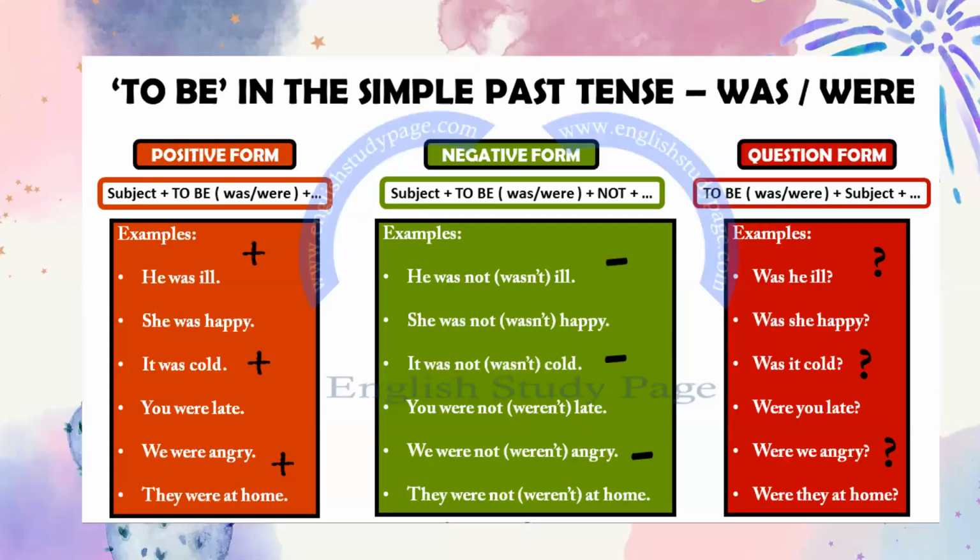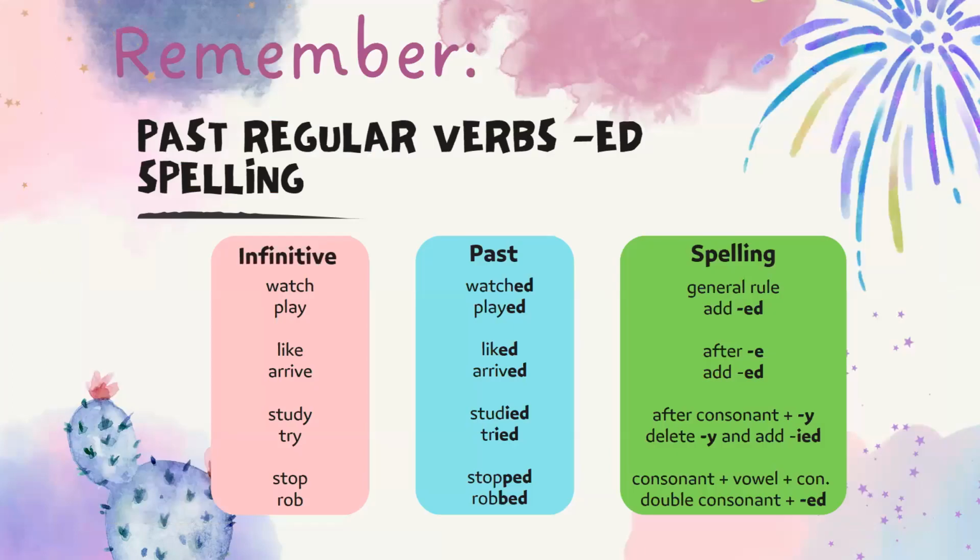Remember that we checked the simple past review and we saw its positive form with I was, or you were, he, she, it was, you, we, they were. For negative, you just add not. And for the question, you start with was or were. Remember to always add your question mark.